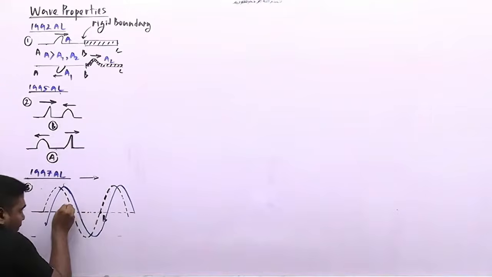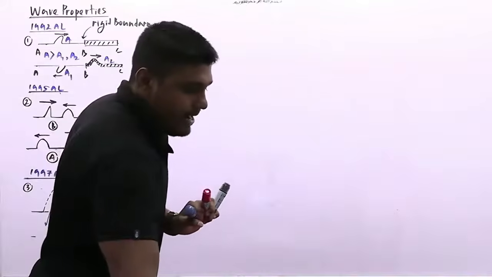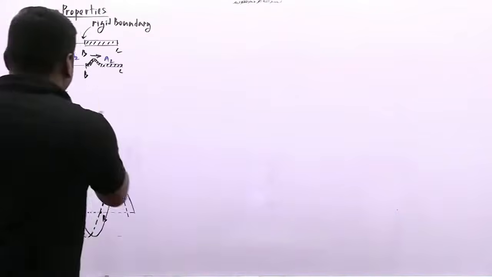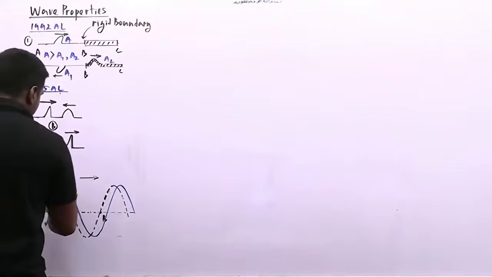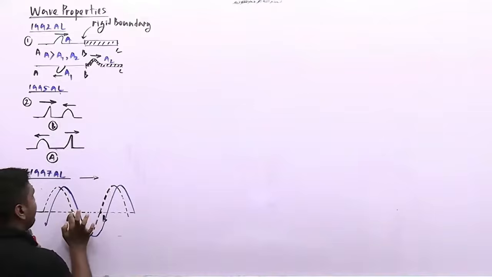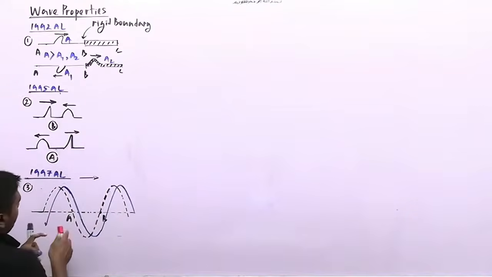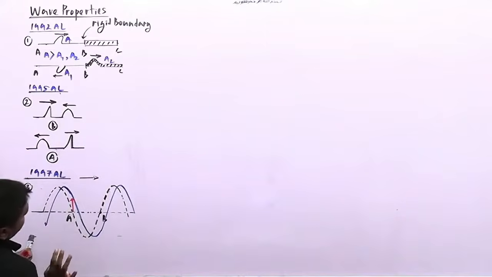Since it's a transverse wave, the water particle at A, the water particle at any location, can oscillate in the perpendicular direction only. In that case, at the next instant, where would water particle A be? Water particle A would be in the upward direction, exactly at this location. So water particle A is moving upwards.